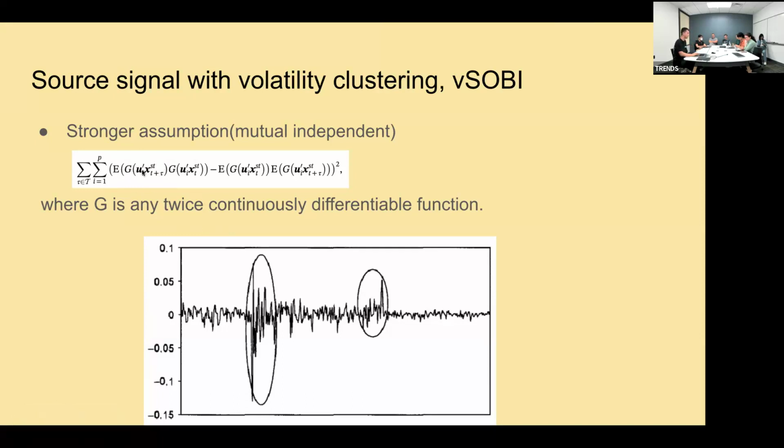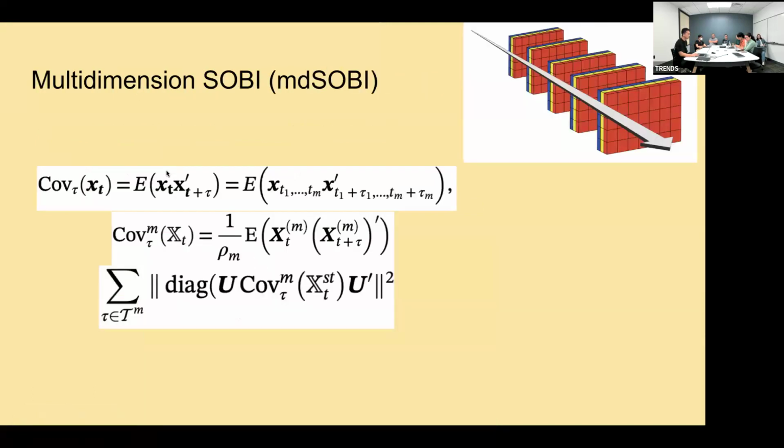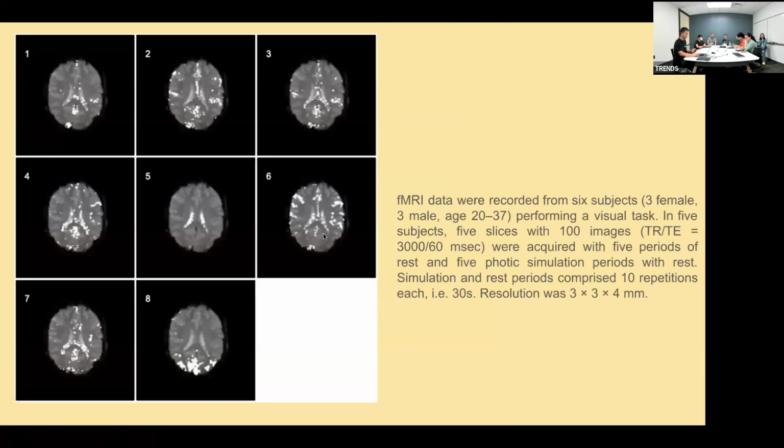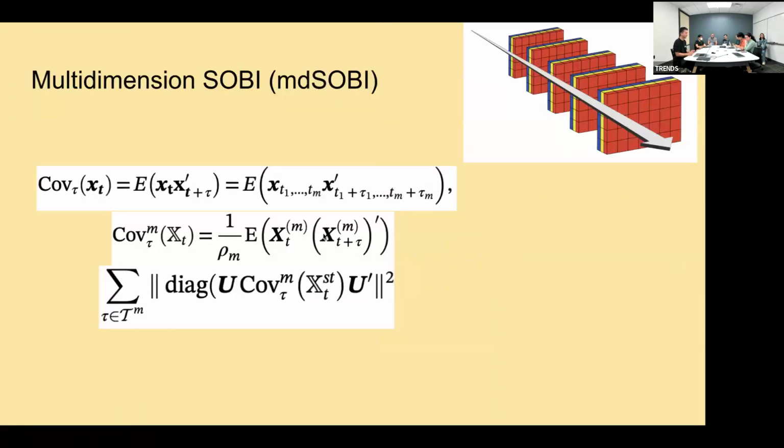U times x st is the whitened signals. And also multi-dimensional SOBI is everything still the same. Same covariance calculation, same computing of autocovariance, just everything is based on tensor level multiplication.